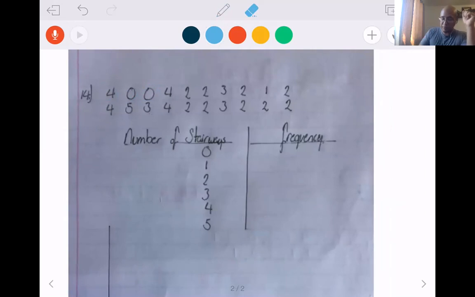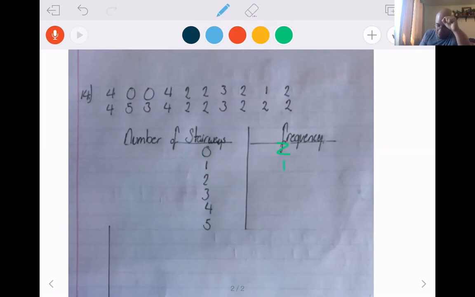Okay, and so we're going to make a frequency table, as I have done down here, and we're going to fill that in. So how many people had 0 stairways? Let's count the number of zeros. We have 1, 2, and that's it. There's 2, so I'm going to put a 2 right here. Next, how many people had 1 stairway? I see there's 1, and that's it. So only one person had 1 stairway.